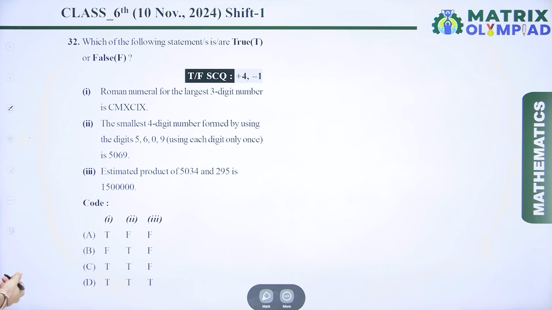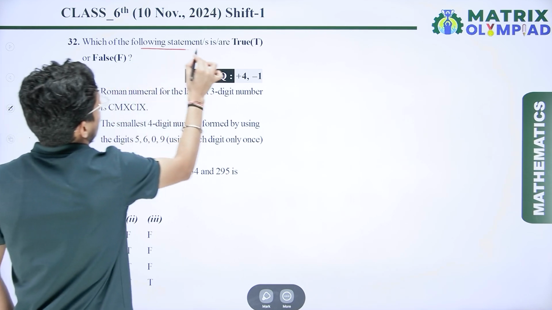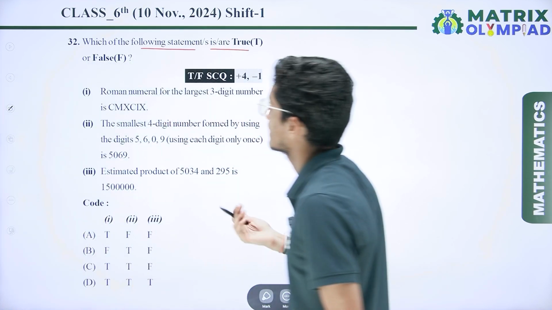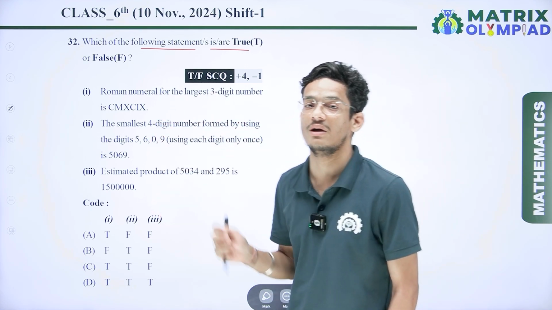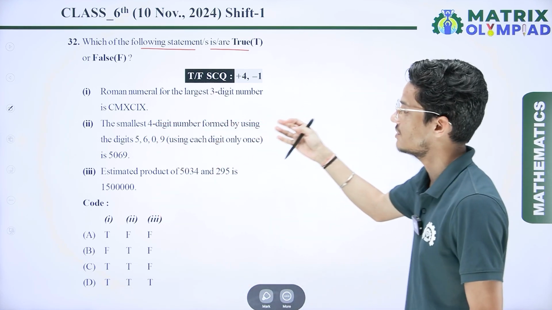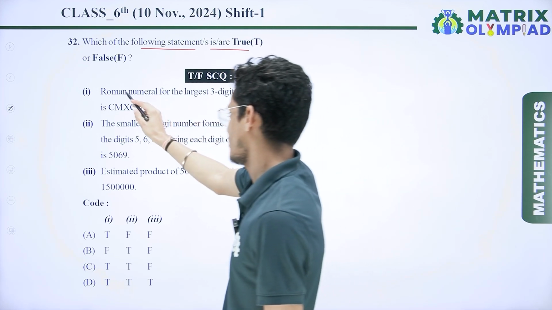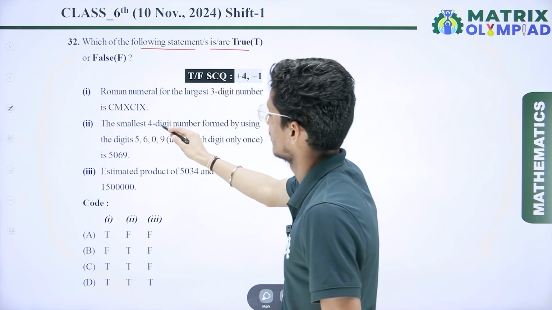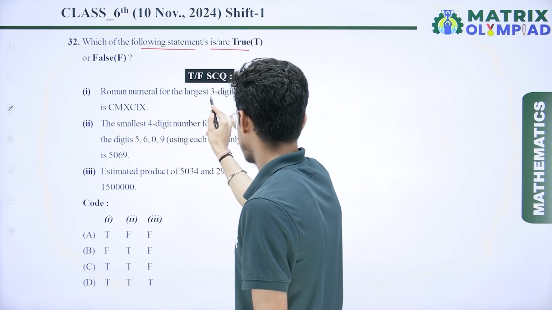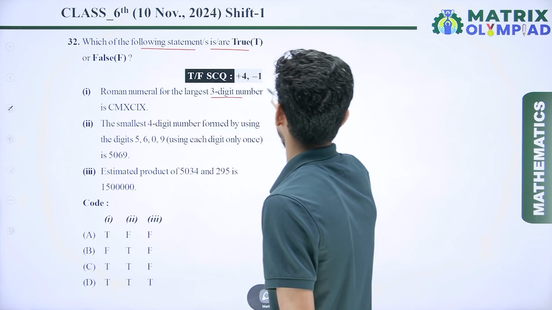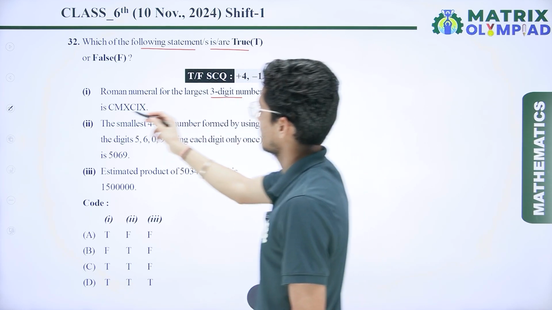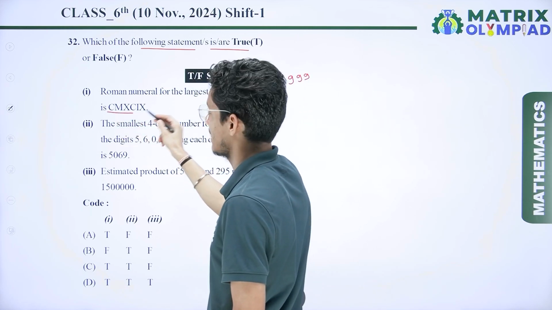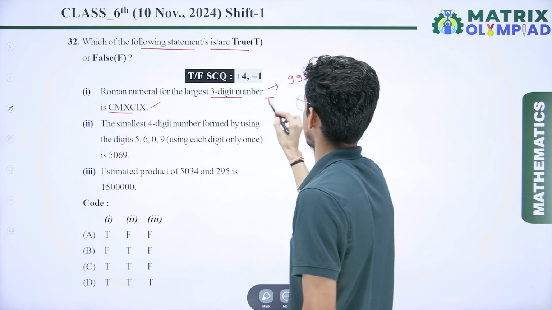So now if I talk about the next question, that is which of the following statements is true or false. So here again we have given 4 statements and we have to find which one is true and which one is false. Statement number 1, that is we have given Roman numerals of the largest 3-digit number. So we know the largest 3-digit number, that is 999, and the Roman numerals, that is CMXCIX. Yes, this one is true.